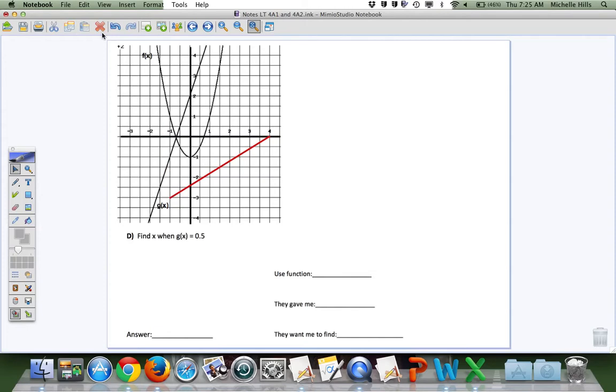And then the last one says use function g again, so I'm going to use the line again. The number they gave me is not inside the parentheses, so they gave me y, and they want me to find x. And again, it even says find x. So here's where y is +0.5. I'm dealing with the line because that's function g. So here's +0.5 for y. I'm going to stay at +0.5 and then go down and find the x value, which is -0.5.